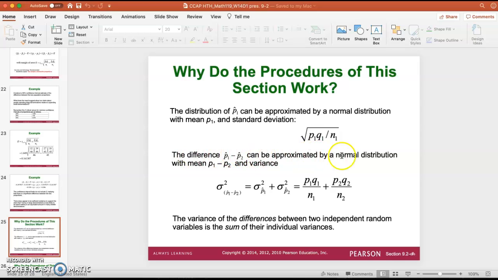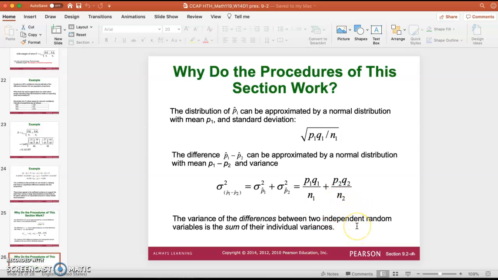Then the difference can be approximated by a normal distribution also, with the mean being the difference of the two population proportions. And then the variance is as follows: the variance of the first sample plus the variance of the second sample, which notice we're assuming equal to the population data here. The variance of the difference between two independent random variables is the sum of their individual variances. That's a key reason why that works.